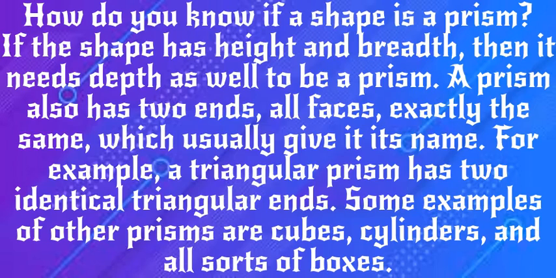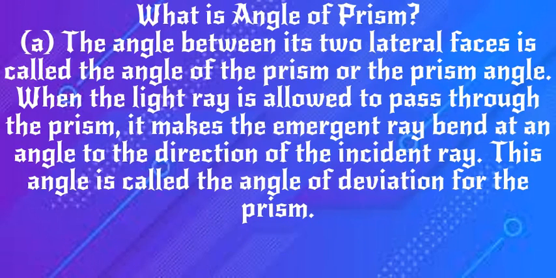How do you know if a shape is a prism? If the shape has height and breadth, then it needs depth as well to be a prism. A prism also has 2 ends, all faces exactly the same, which usually give it its name. For example, a triangular prism has 2 identical triangular ends. Some examples of other prisms are cubes, cylinders, and all sorts of boxes.